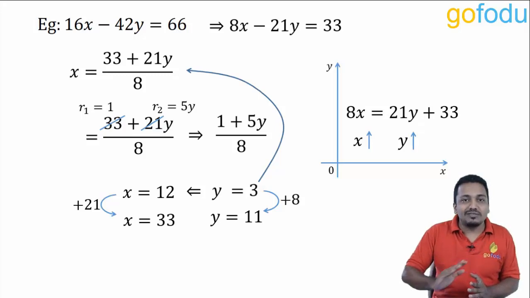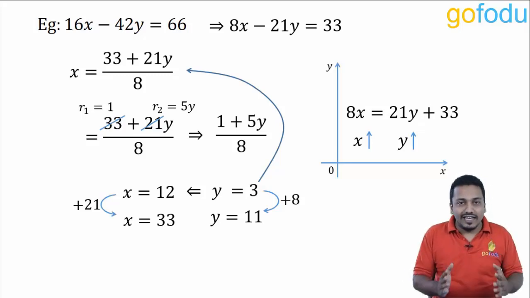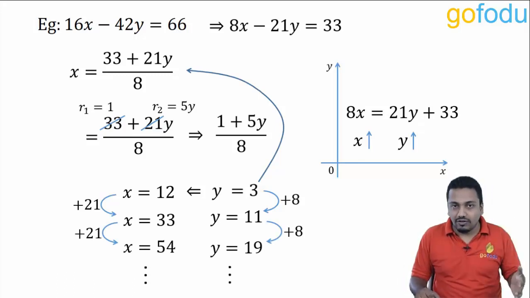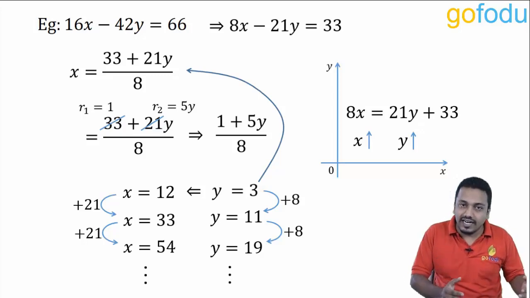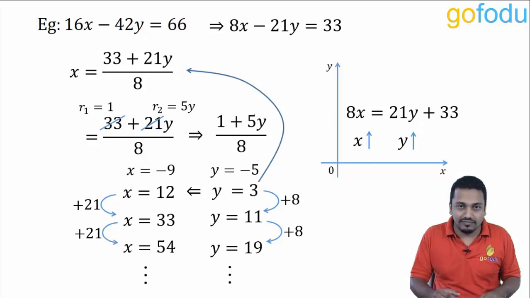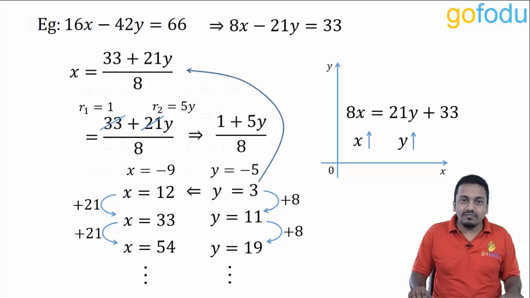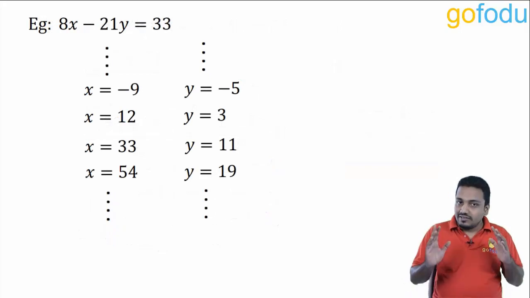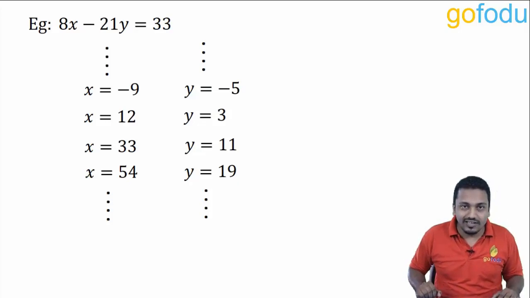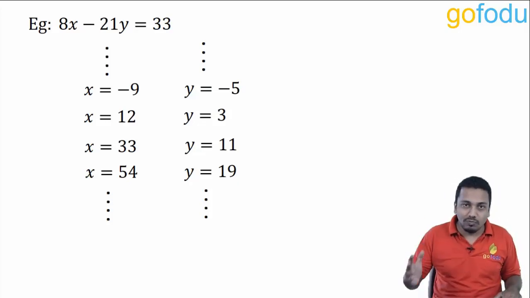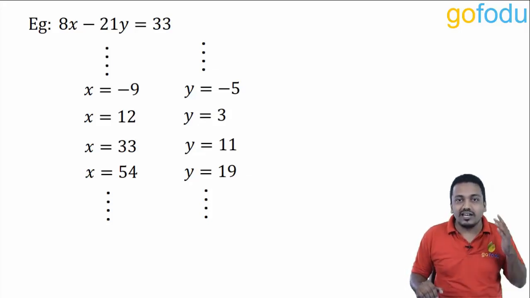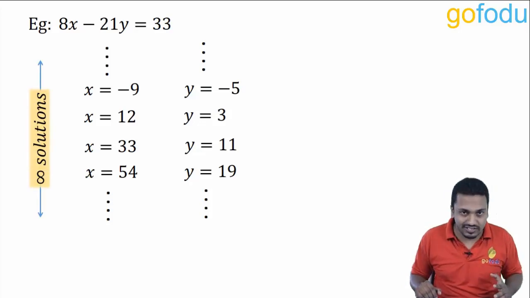This way we can get as many solutions as we want. Next will be 54, 19, and to get the values before 12, 3, subtract 21 and 8 from 12, 3. That will be minus 9, minus 5. Now let's clear this space up. This list will continue on both the sides. So if no condition is given, like find the positive integral solutions or non-positive solutions, such conditions are not mentioned, then we can directly say that there are infinite set of integral solutions.